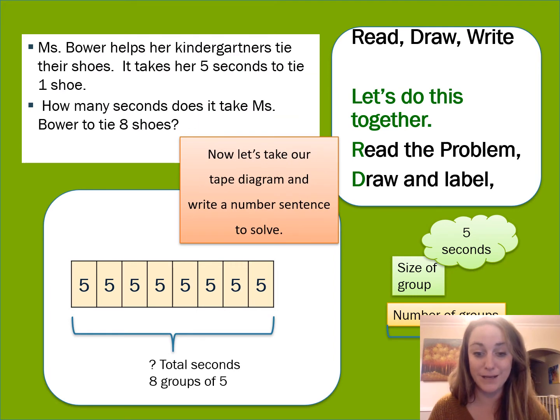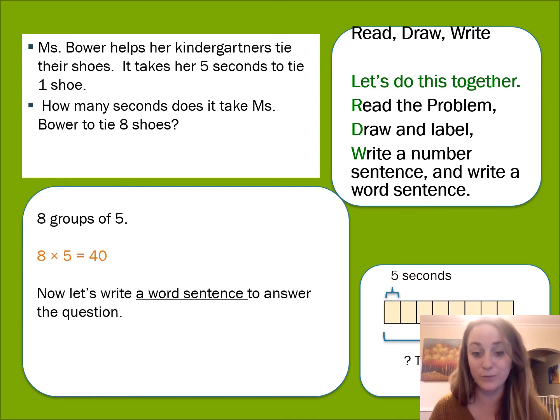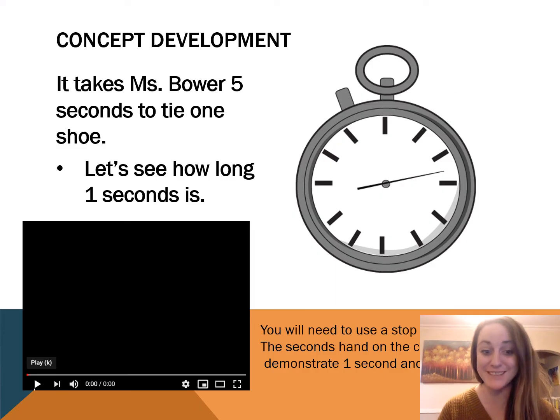Let's take this tape diagram and write a number sentence to solve. There are 8 groups of 5, and so I can write 8 times 5 equals 40. Now, let's write a word sentence to answer the question. It takes Miss Boyer 40 seconds to tie 8 shoes. Now, it's time to talk about time. It takes Miss Boyer 5 seconds to tie 1 shoe.